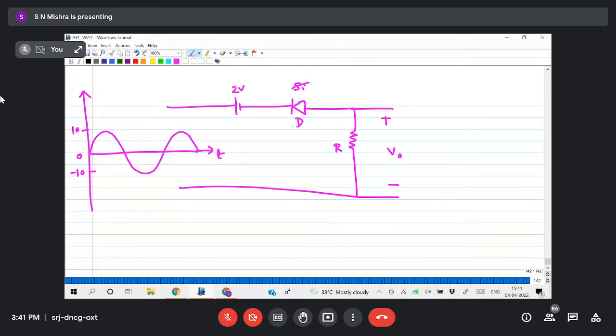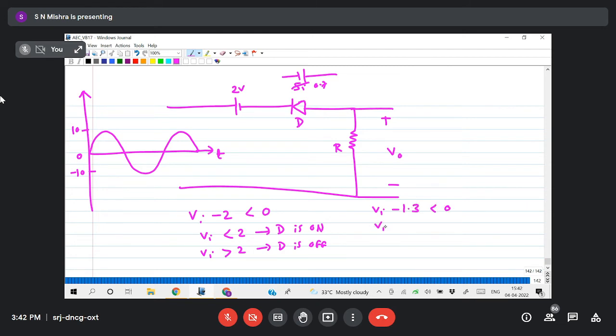If it is an ideal diode, how will we solve? Same way we will solve. Vi minus 2 should be less than 0. So Vi should be less than 2, D is on. Vi should be greater than 2, D is off. Now it is 0.7, so you connect 0.7 here. So it is in the opposite direction. So Vi minus 1.3 should be less than 0. So Vi should be less than 1.3, D is on. Vi greater than 1.3, D is off.